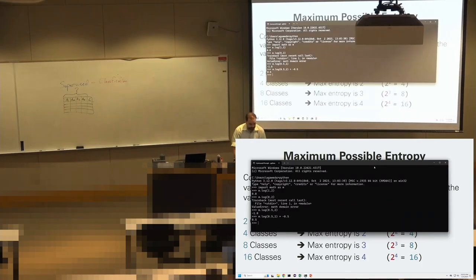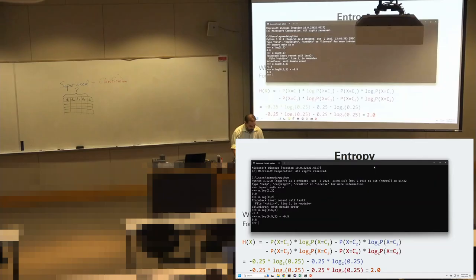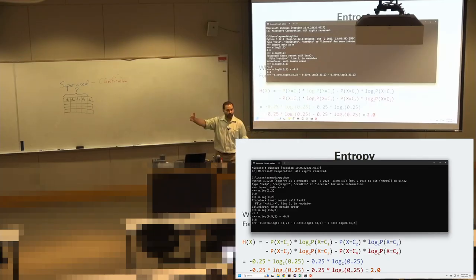Just to hammer it home, if I were to take 0.33 times math.log 0.33 base 2, minus 0.33 times math.log 0.33 base 2, minus 0.33 times math.log 0.33 base 2, I have three options of equal weight, but the entropy is not going to be 1, and it's not going to be 2. It's going to be somewhere in the middle.